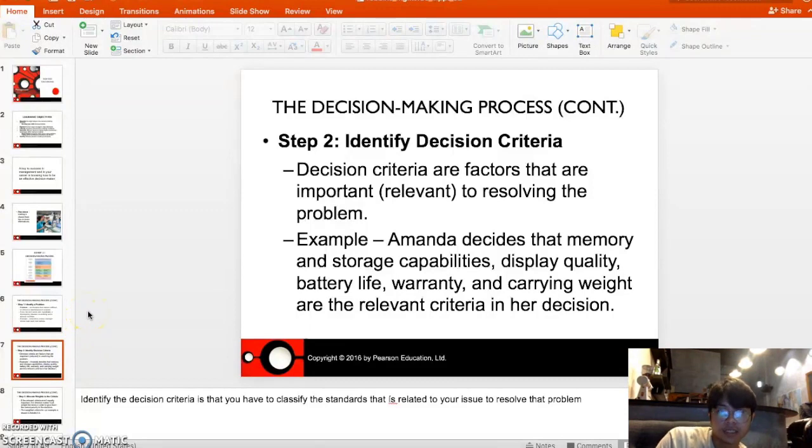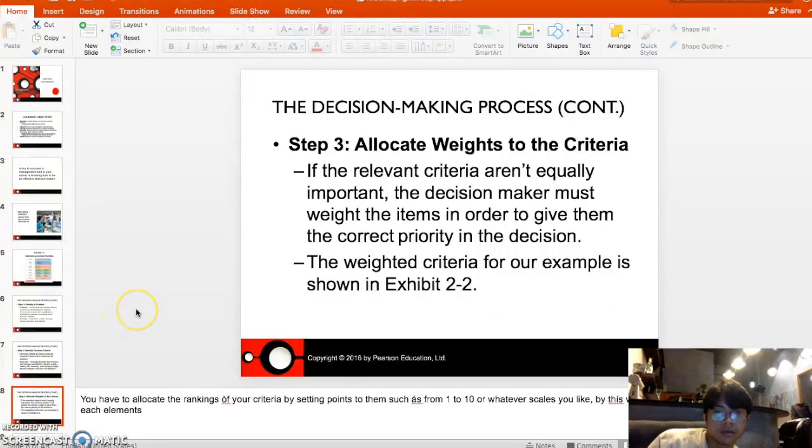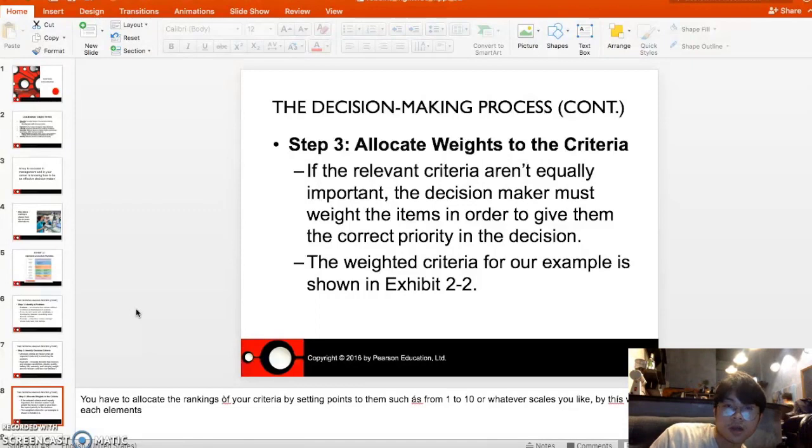Identifying the decision criteria means you have to classify the standards that are related to resolving that problem. You have to allocate the rankings of your criteria by setting points for them, such as from 1 to 10 or whatever scale you like. This way, it is easier to determine the priority of each element.